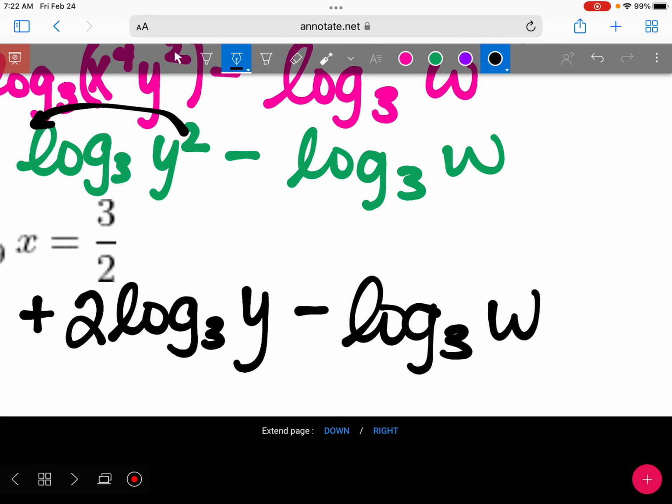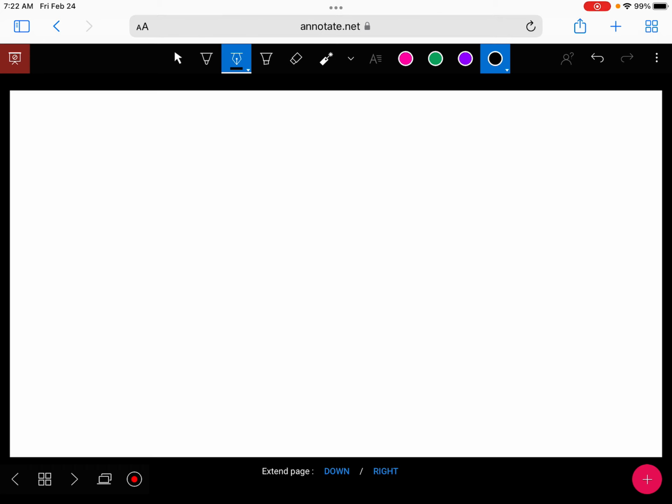So log base 3 of w. Okay, everyone feel okay about that? Questions? Okay, and then we're gonna do this solving, which I ran out of room for, so I'm just gonna add the page over here.